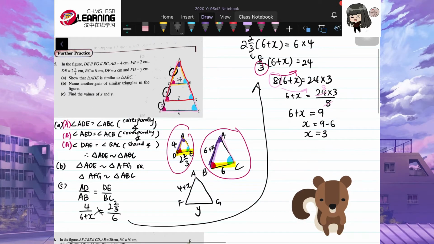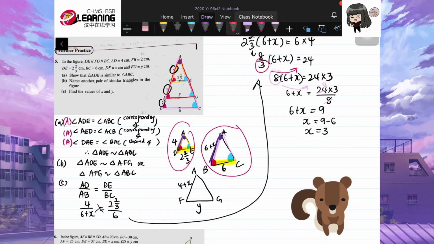You can pause this video and try to figure out yourself how to find the 3. No need to copy every single step of mine. You can try to do it on your own. So I found my x. Now I can find my y.